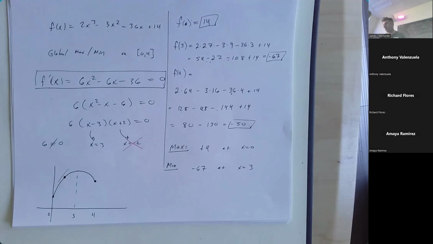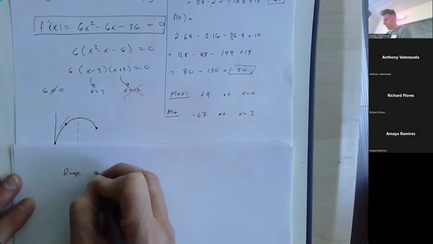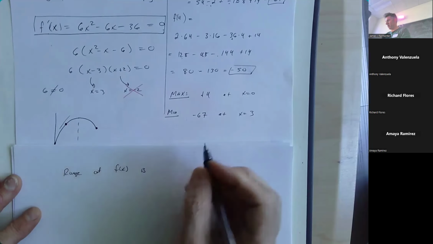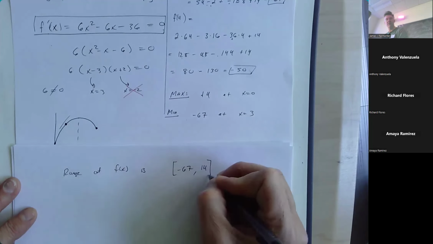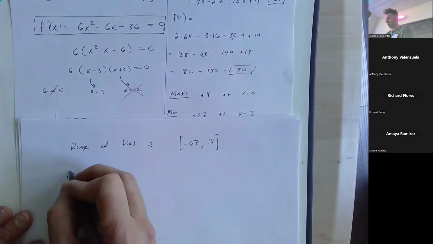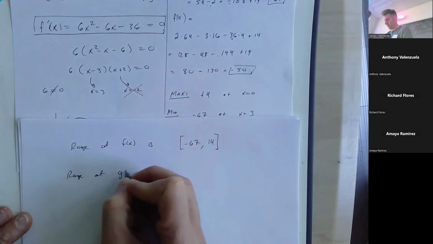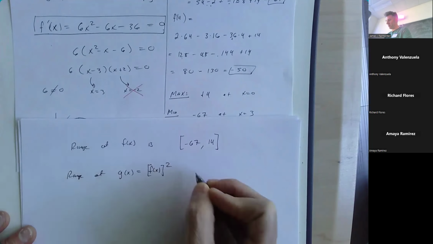Sure. So now the second part of this question, which is the part I thought was strange-ish, is we're asking what's the range of g of x equal to f of x squared? So first of all, the range of f of x is going to be from negative 67 to as high as 14. This is a good question, a tricky-ish question, I feel like. So now the range of g of x, which is equal to f of x squared.